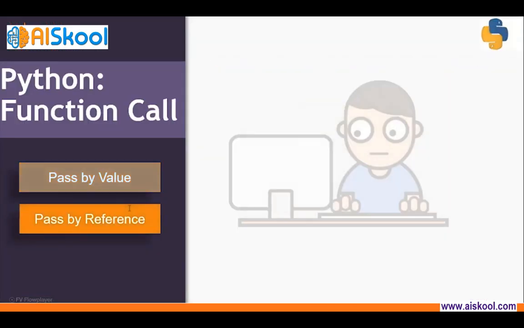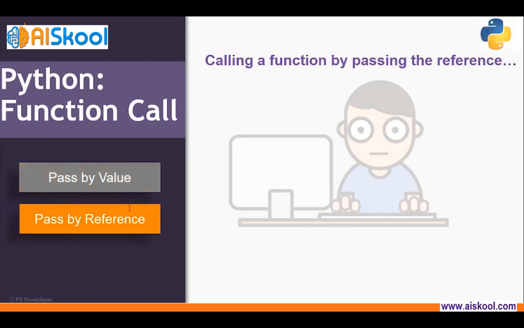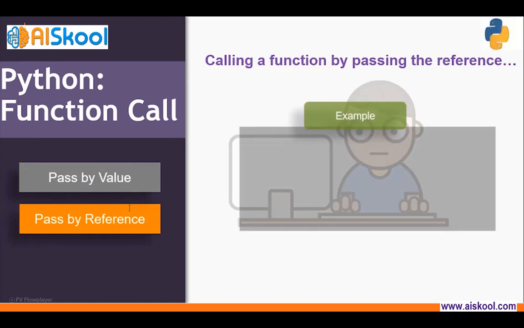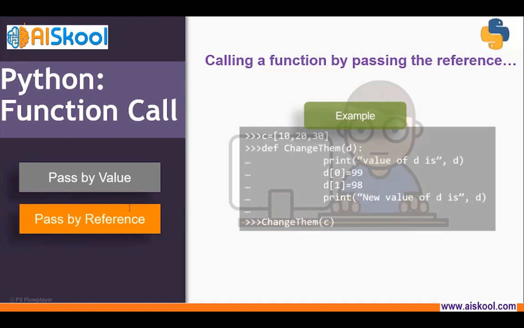Next we have pass by reference, calling a function by passing the reference. For example, we have a list C as 10, 20, 30. We are defining a function as change them, and we are passing an argument d to it. Inside the function we have print value of d is d.